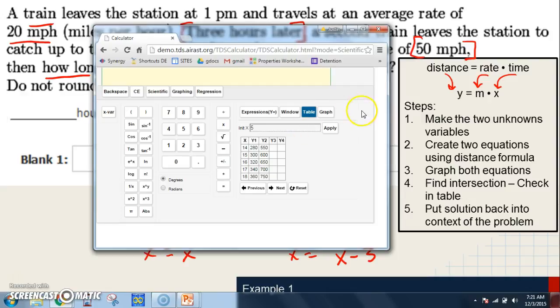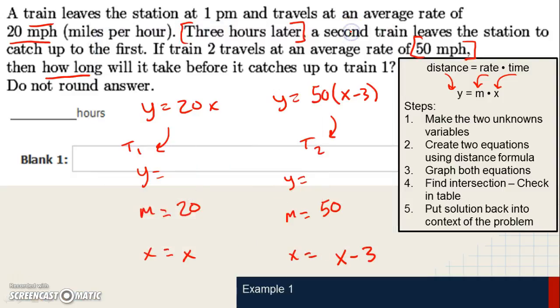I will hit apply. It starts me at 5, 5, 100, 100. These matching y values, y1 and y2, are equal. That means I have found my solution. So 5 is x, 100 is y for both lines. That's the solution. So I know that x is 5 hours, and I know that y is 100 miles.